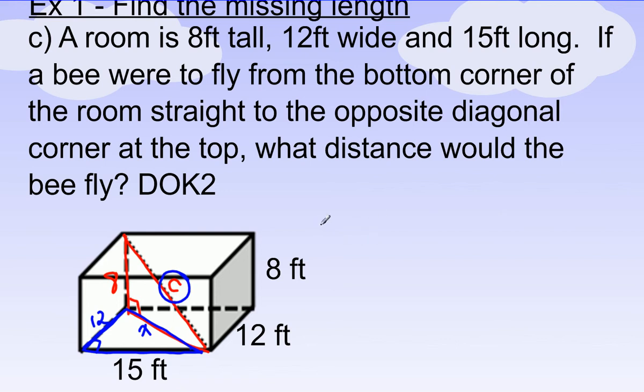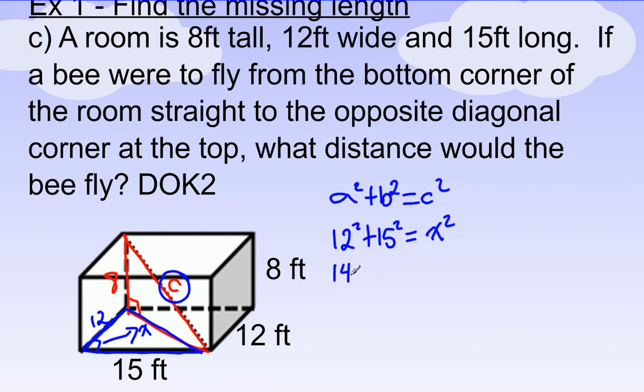So let's do a couple Pythagorean theorems. I'm going to do the first Pythagorean theorem for this blue triangle. A squared plus B squared equals C squared. Since this is across from the right angle, that is the hypotenuse, so I do not know that. The A and the B are just going to be the 12 and the 15. 12 feet squared plus 15 feet squared equals x squared.